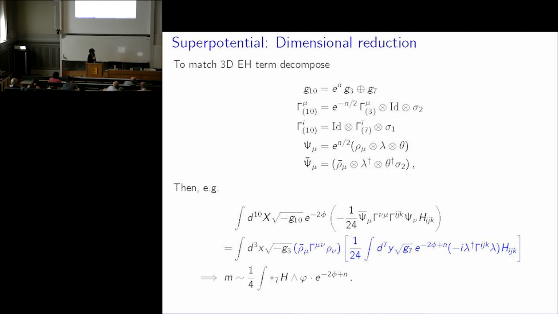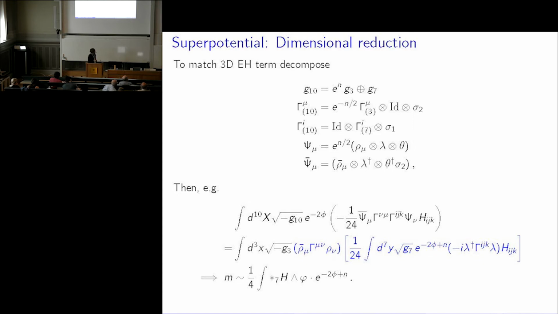So, we decompose things. The 10-dimensional metric is decomposed into a 3-dimensional part and a 7-dimensional part. And there is a conformal rescaling here, which I will use in order to get the right Einstein-Hilbert term. Then I have the 10-dimensional gamma matrices, which decompose, and the conformal rescaling here follows from the conformal rescaling of the metric. And so we have the external ones and the internal ones. And then we have the 10-dimensional gravitino, which decomposes into an internal spinor, and then the 3-dimensional gravitino, which is called rho here. And here is the adjoint of this.